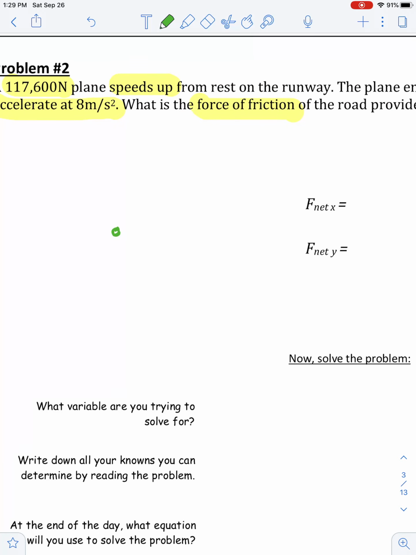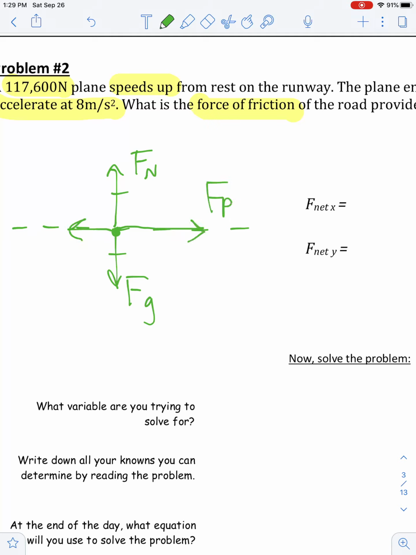So again, free body diagram. This plane is on a surface. So when it's on the runway, it hasn't taken off yet. So there's a surface, there's a gravitational force. Since it's on a surface, there's a normal force. Those two are balanced because the plane is not taking off yet. It's just accelerating on the runway. There is a push force pushing the airplane forward, and there is a smaller force of friction. I made it smaller because it said it's speeding up.